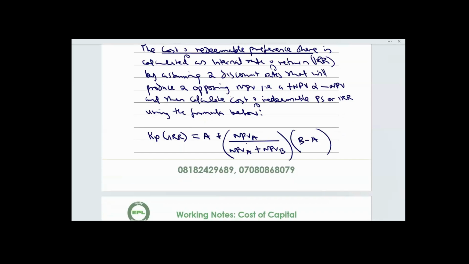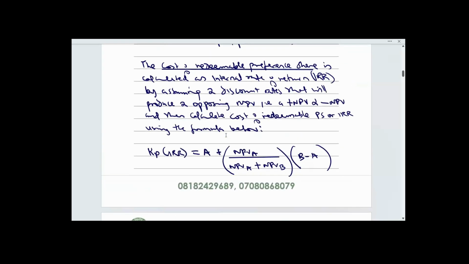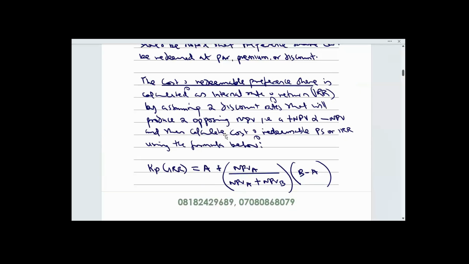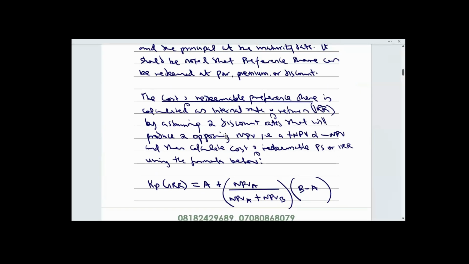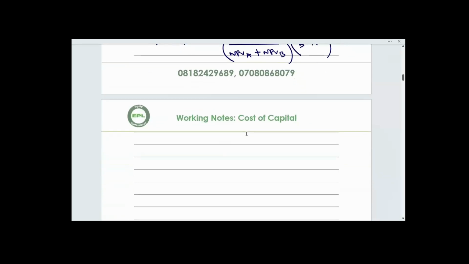You recall what I told you last time. For you to do well in strategic financial management, you must be ready and willing to memorize formula. SFM is formula driven. You can't shy away from formula. All right, so let's move on. Whenever you are asked to calculate cost of redeemable preference share, this is the formula you are going to use. Just go ahead and calculate internal rate of return. It's as simple as that.